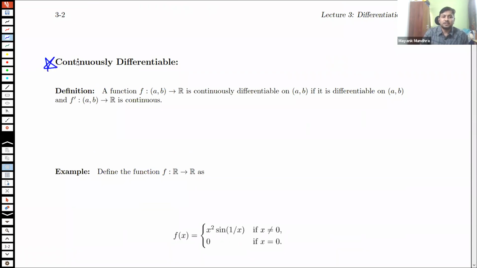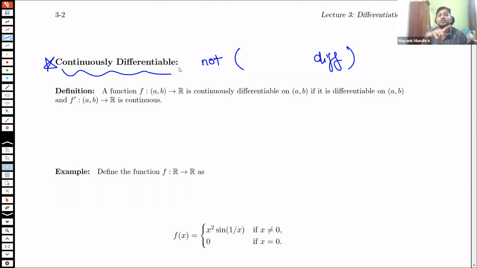Next is continuously differentiable. Continuously differentiable is not continuous and differentiable. It is a different thing. Continuously differentiable is something stricter than just differentiable, because differentiability automatically implies continuity. So once you say differentiability, you don't need to say that it is also continuous. That's not necessary.